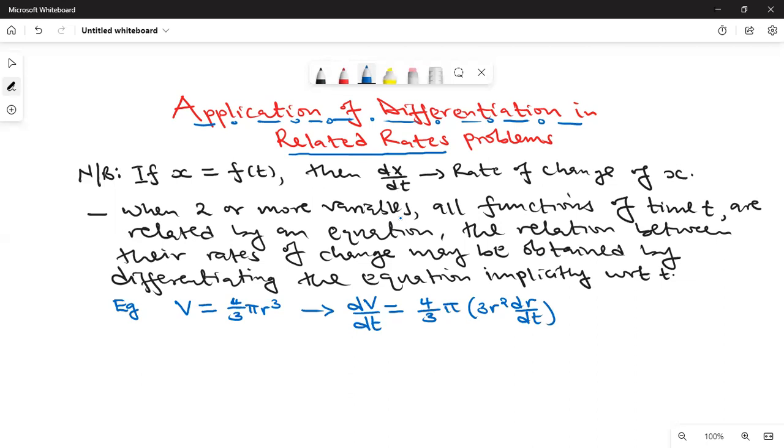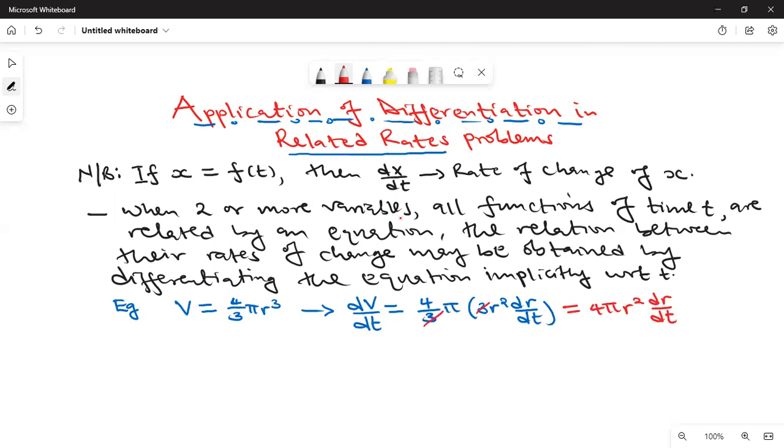V and r are variables, 4/3 pi is a constant. And so when you simplify, you can see 3 will cancel, so that this is the same as 4 pi r squared dr/dt. So these are related rates problems. This is a problem connecting the rate of change of volume and the rate of change of radius. So that if we knew how the volume is changing with respect to time, then it is easy to know how the radius is changing with respect to time.